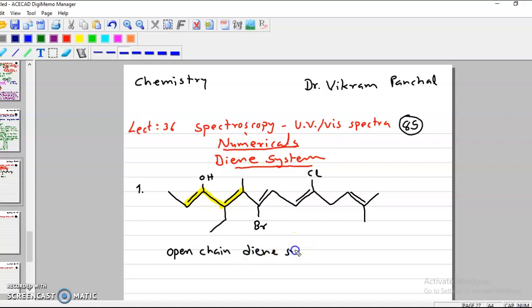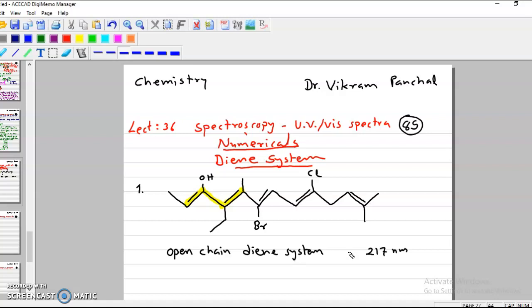And we have to add 217 nanometer for open chain diene system. This I have already explained to you, that you have to consider the value for different systems, and for open chain diene system this is the base value for this one.